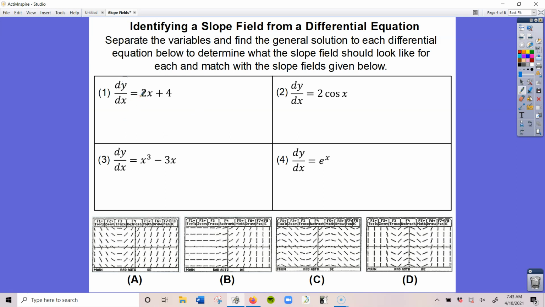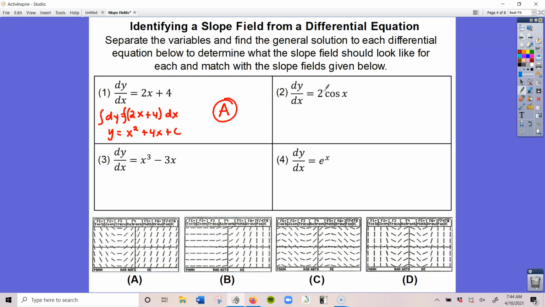Here I have dy/dx equals 2x plus 4. I multiply dx to the other side so that my variables are separated: dy equals 2x plus 4 dx. Then integrate both sides, which gives y equals 2x squared over 2, which is x squared, plus 4x plus c. Now this is a quadratic, which means my slope field should look like a quadratic, which is A.